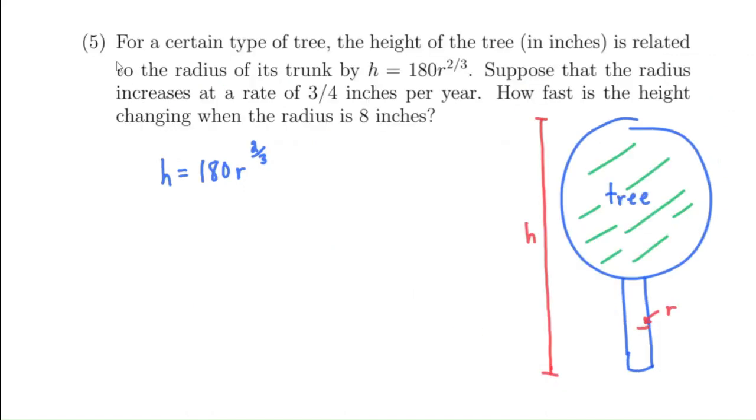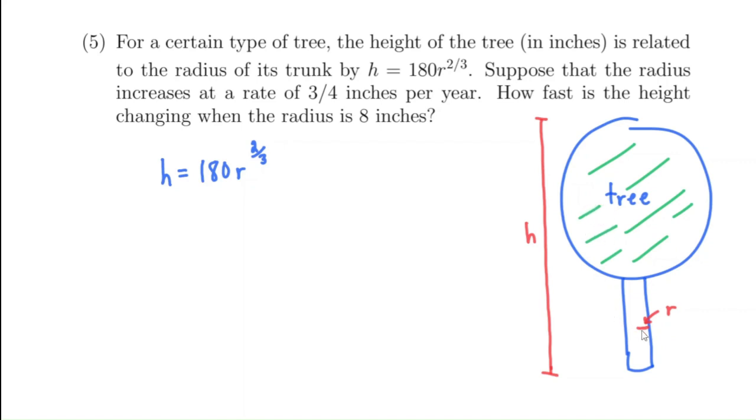Okay, the next problem says, for a certain type of tree, the height of the tree in inches is related to the radius of its trunk by this formula. So in other words, if you know what the radius of the trunk of the tree is, that'll give you an idea of what the height of the tree is, right? In fact, this is a model for a particular kind of tree, but you can plug in the radius r, and that will give you the height of the tree. Okay, suppose that the radius increases at a rate of 3/4 inches per year. How fast is the height of the tree changing when the radius is 8 inches? So we've drawn a picture here. My tree looks not so great here. It looks like a lollipop or something.